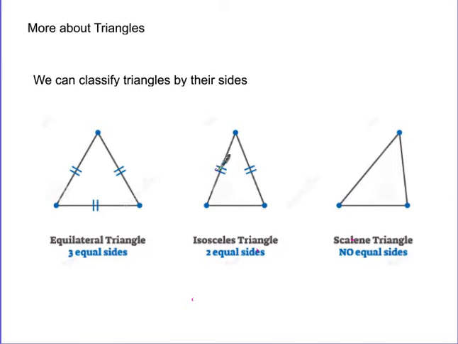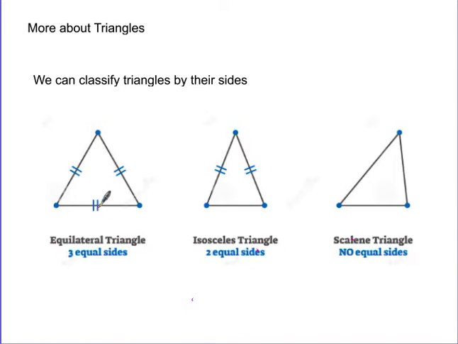This one has these two lines across two of the sides. That tells us that two of the sides are of equal length. And when you have a triangle with two sides of equal length, we call that isosceles. Isosceles, one of the more fun words we get to say in math, although one of the harder words to spell. Isosceles. See, isn't that fun?